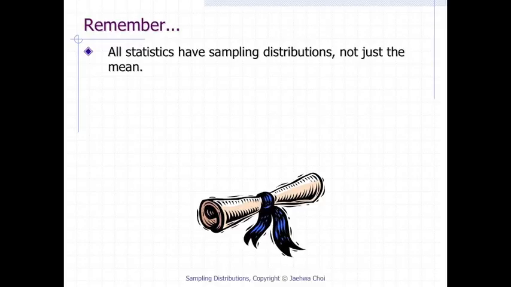In later sections, we will be discussing the sampling distribution of the difference between means and the sampling distribution of Pearson's correlation, among others. We hope that you now have a sense of the concept of a sampling distribution and its potential uses.